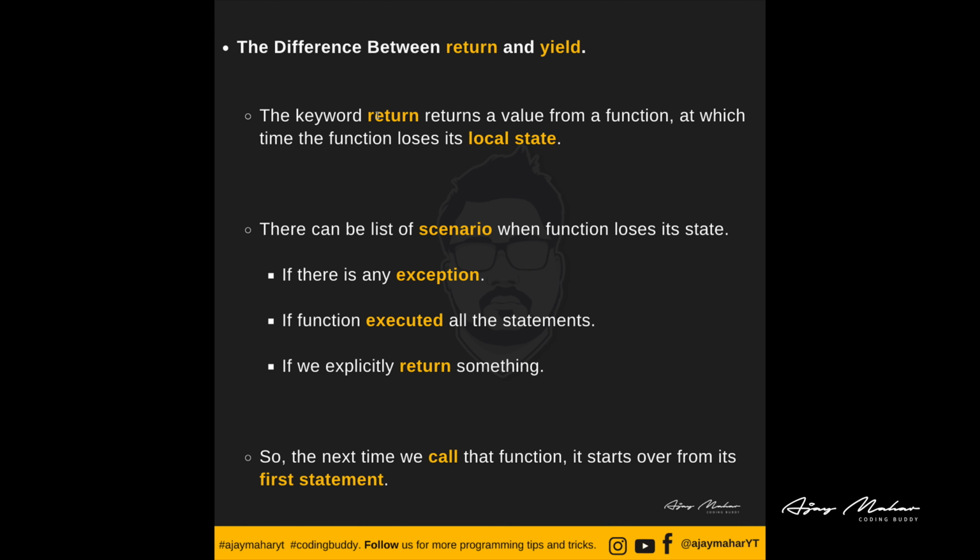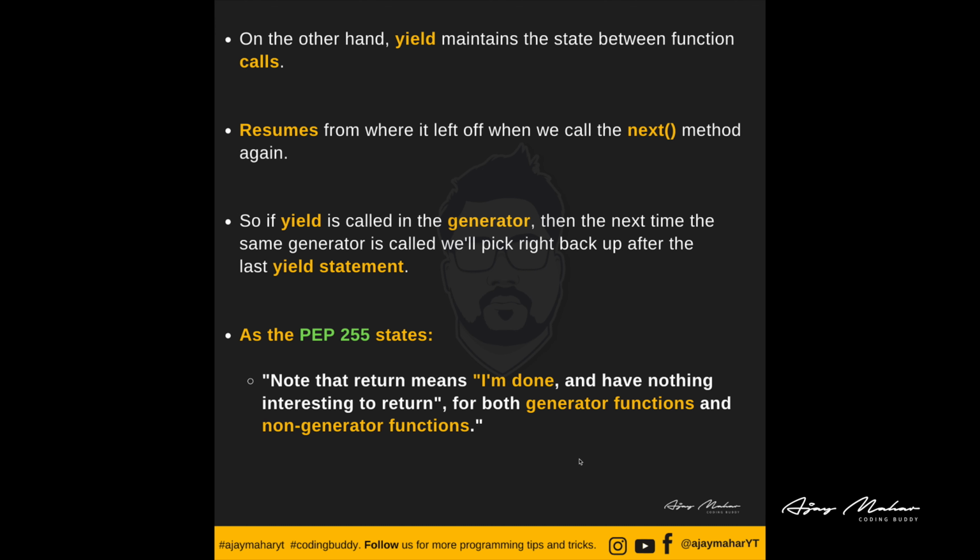The return keyword returns the value from the function when that function has executed all the statements. As soon as we return anything from that function, it loses its local state. Suppose there is an exception inside your function, in that case the function raises the exception to where it was called. And the next scenario is if we explicitly return something. These are the three scenarios when the function loses its state. On the other hand, yield maintains the state between function calls, and we have already seen it. As soon as we call this function, the function resumes and starts executing the statements.